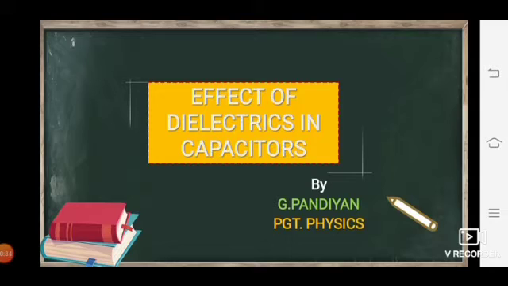Already you know what a capacitor is. A capacitor consists of two parallel conducting metal plates. In the last classes we discussed the capacitance of the capacitor, where we considered the gap between the metal plates to be filled with air medium or vacuum.